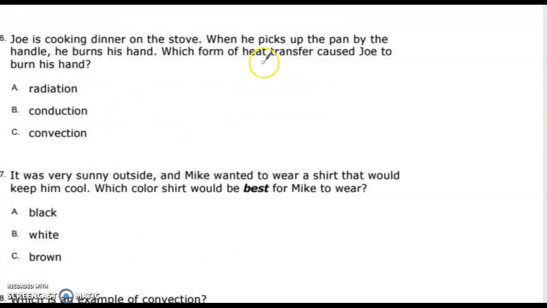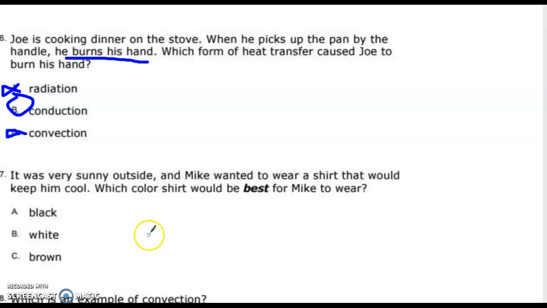Joe's cooking dinner on the stove. When he picks up the pan by the handle, he burns his hand. What form of heat transfer caused Joe to burn his hand? Hunter. Radiation, conduction, or convection if you pick up a pan and burn your hand? Conduction, it's touching.